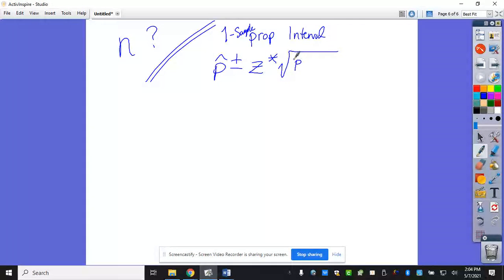Think about what you just said. p hat, and why p hat and not p? Because it's from the sample. And we're trying to estimate p, so we don't know p hat. And then it's what? Over n. Okay, so I am now solving for that piece.